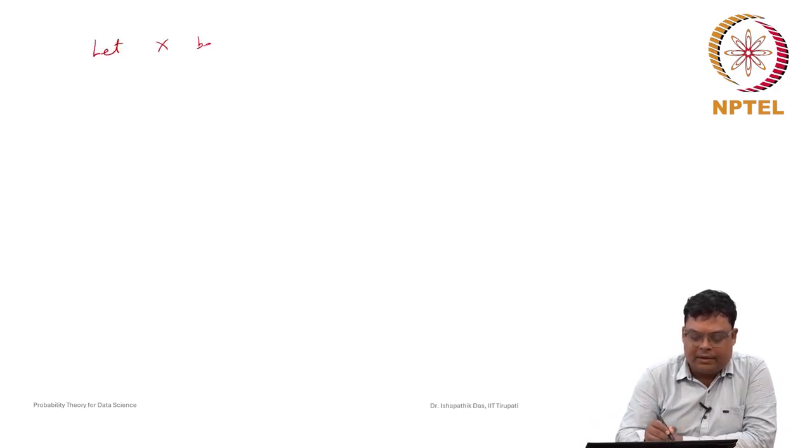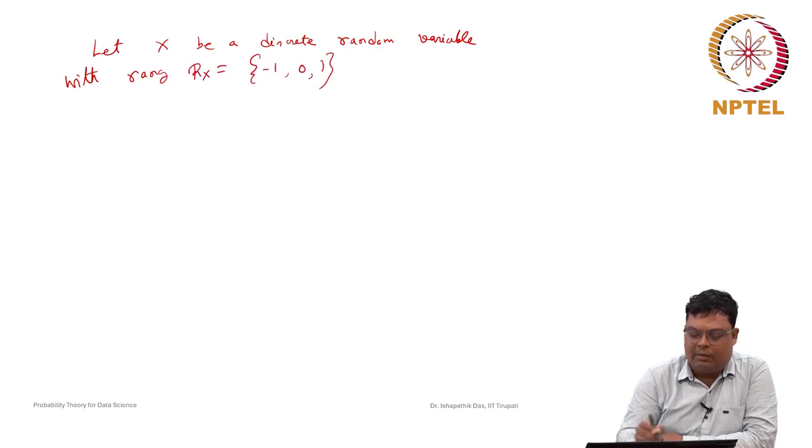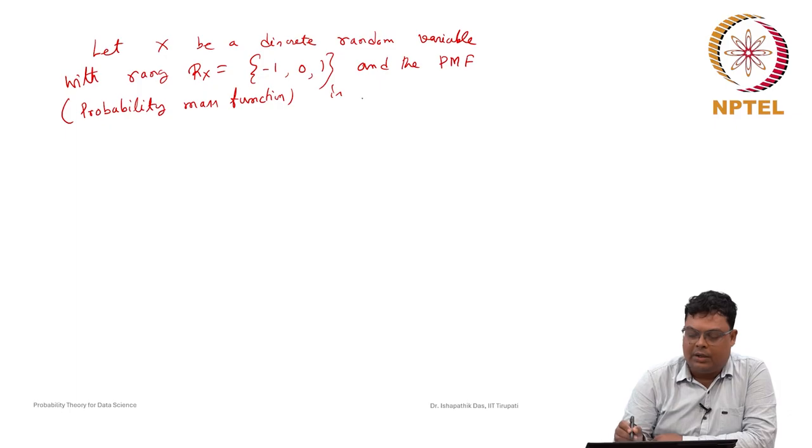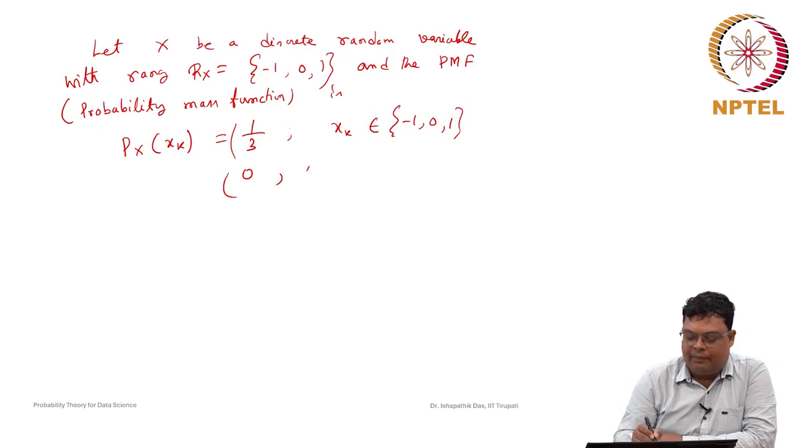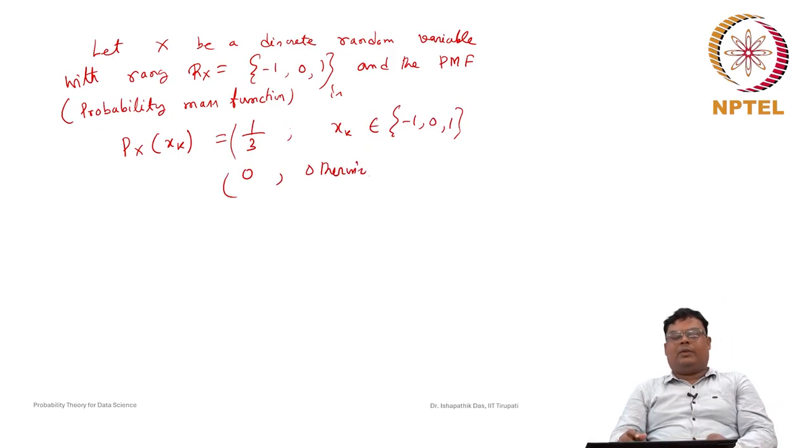Let x be a discrete random variable with range Rx equal to minus 1, 0, 1 only, a very simple random variable, and the probability mass function, which we denote by PMF, is nothing but p x of x k, this is equal to 1 by 3 whenever x k belongs to minus 1, 0, 1, and it is equal to 0 otherwise. So, this is some probability.